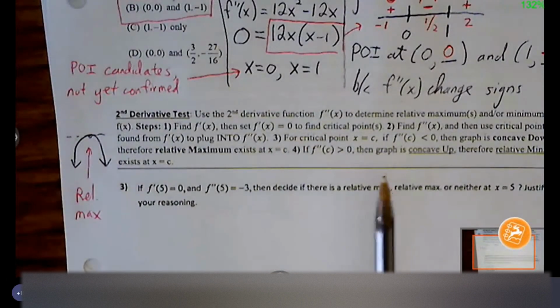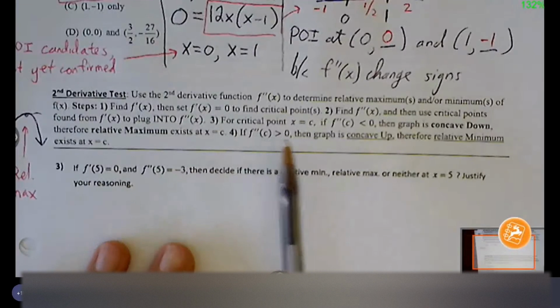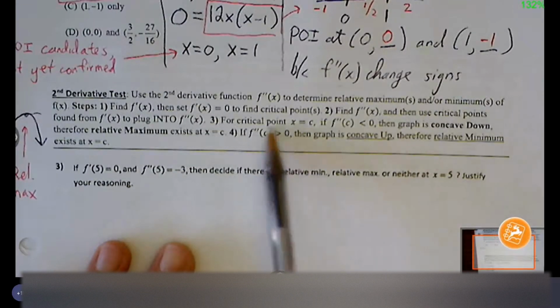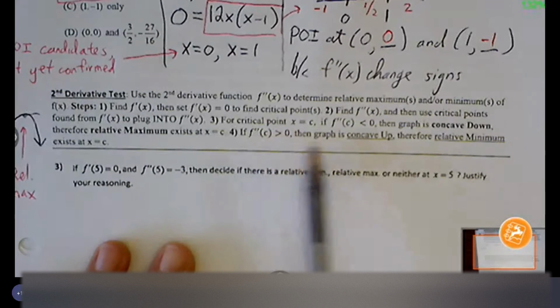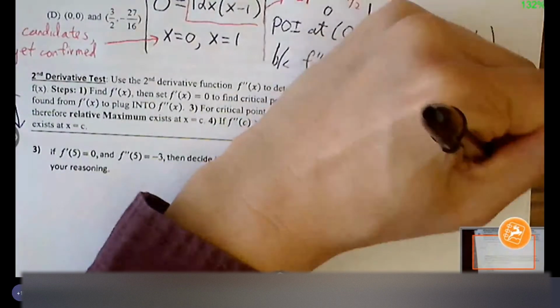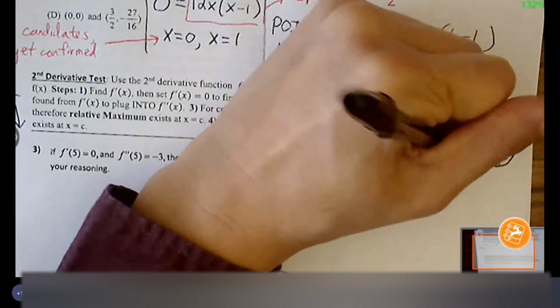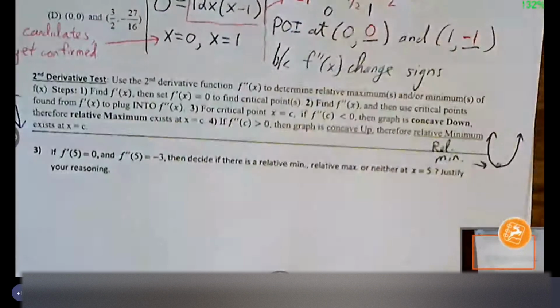But if my second derivative value produces a positive number, then that graph must be concave up, because that's what a positive second derivative is associated with. And if my graph is concave up, there must be a relative what? Relative minimum. Okay.